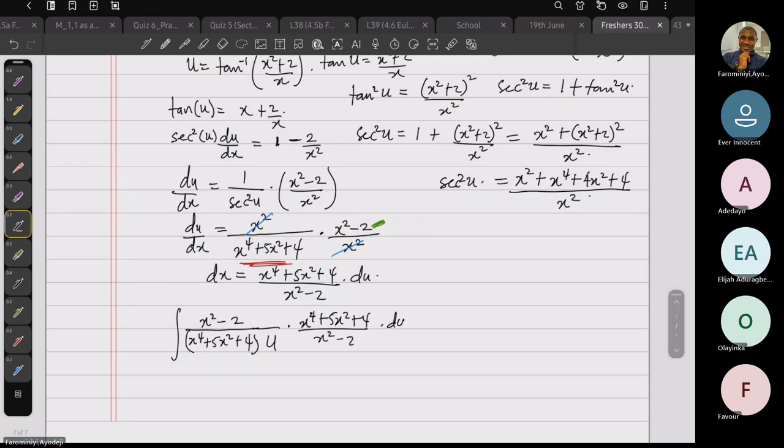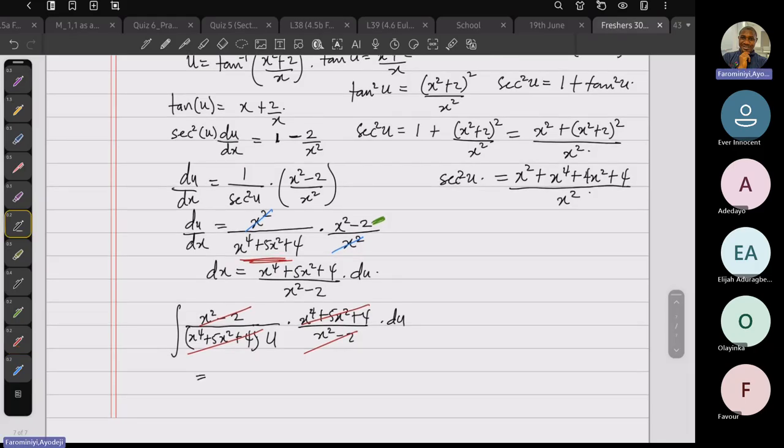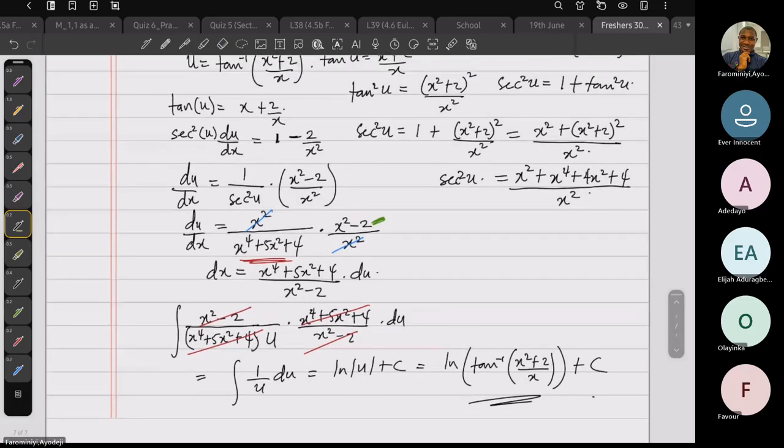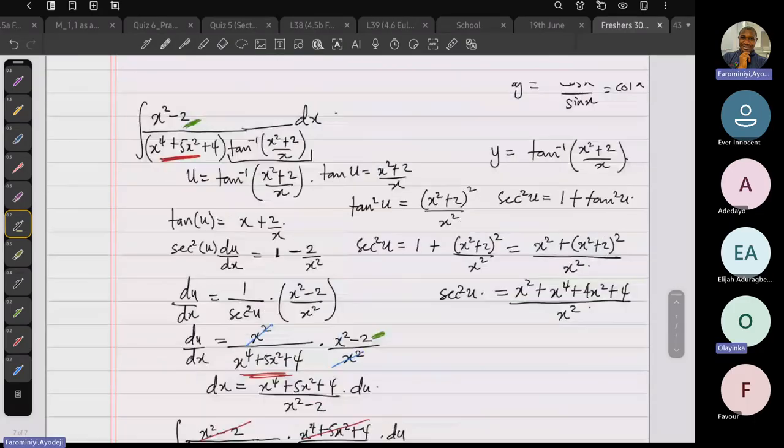times du. So we bring out our cutlasses, cancel this, and we are left with integral of 1 over u du, which is natural log of u. So it means our answer is natural log of tan inverse of (x squared plus 2 over x) plus c. Sharp. So that we can go now.